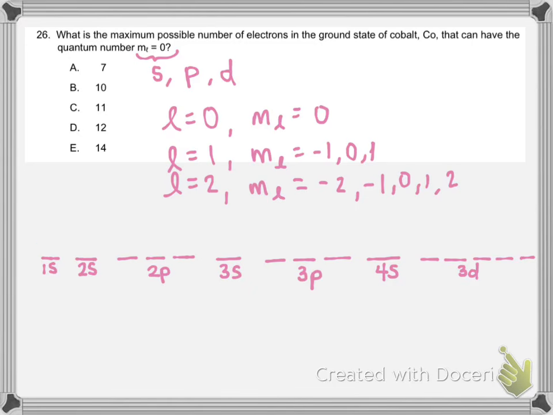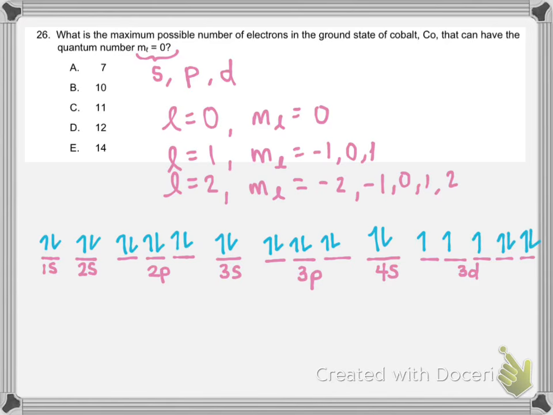Okay, so we're going to have our 1s, 2s, 2p, 3s, 3p, 4s, and then our 3d, we have 7.